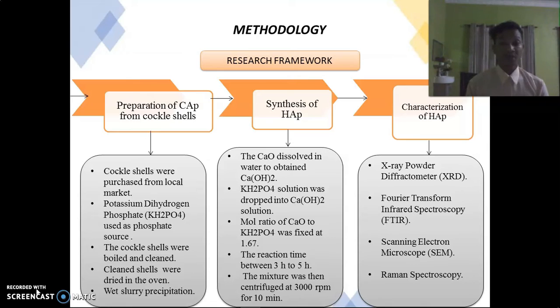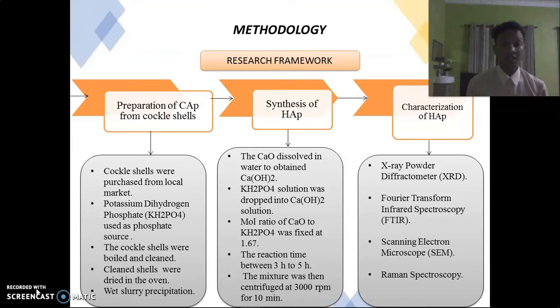First, I will explain the preparation of calcium phosphate from cockle shell. Cockle shells were purchased from the local market. Potassium dihydrogen phosphate was used as a phosphate source. Next, the cockle shells were boiled and cleaned. The wet shells were dried in the oven, and the last step is wet slurry precipitation.